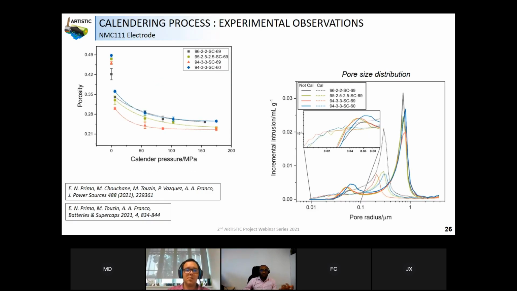Just to show an experimental observation that we have: when you apply the pressure, you reduce the porosity, as you can see here in the paper published by Emiliano. For different compositions and different solid to liquid ratios, you have different porosity, a different response of your electrode. So it's not a simple thing to simulate. Your model needs to capture all these differences. And for the pore size distribution also, you can see here that the shape of the pore size will be different depending on the composition that you use.